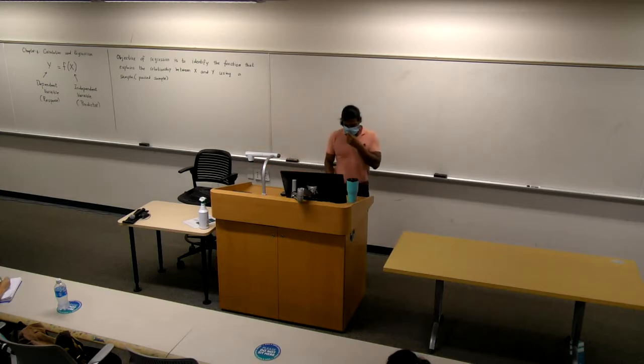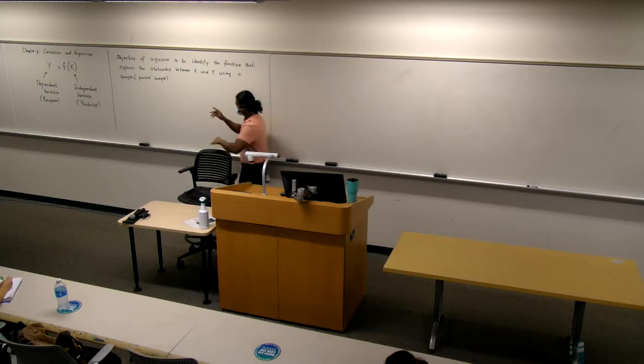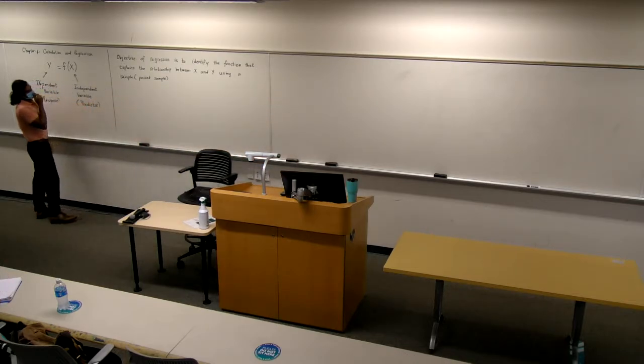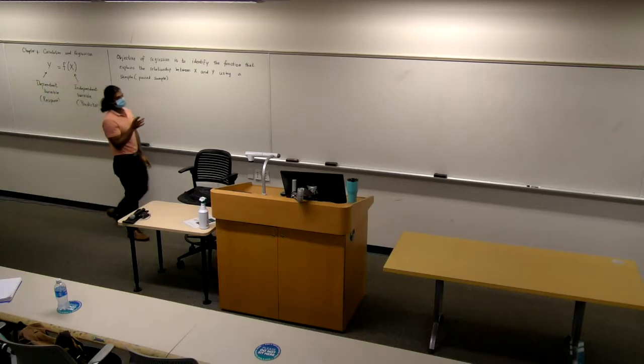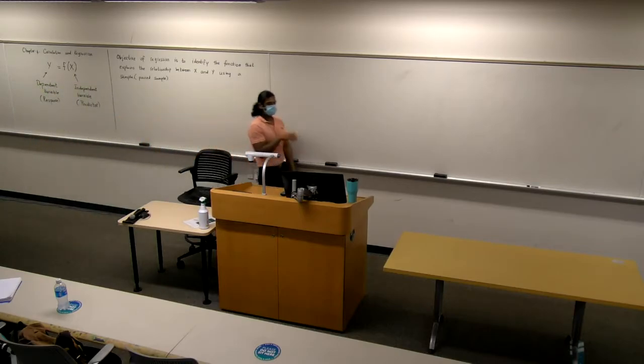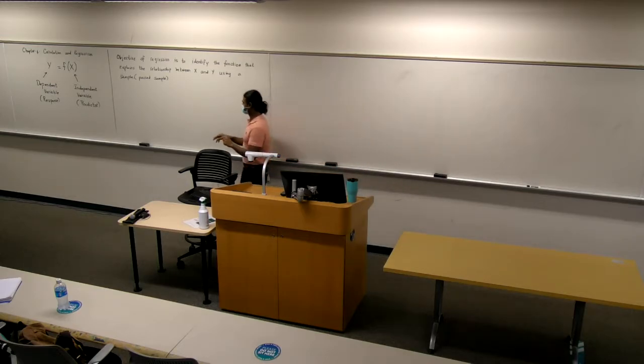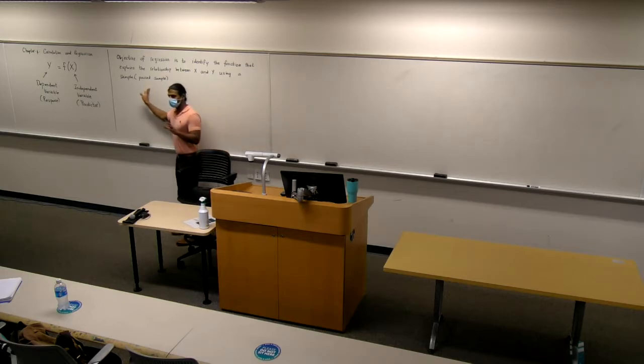So the objective of regression is simply to identify that function, that unknown function f, that explains the relationship between x and y using samples, technically speaking, one for x and one for y, but they should always be paired. In other words, for each value of x, you have a corresponding value of y. They have to be in pairs.